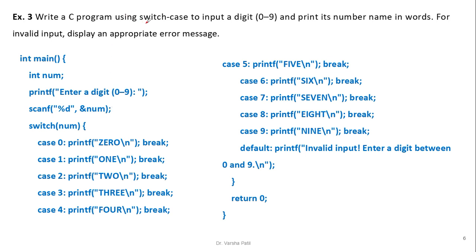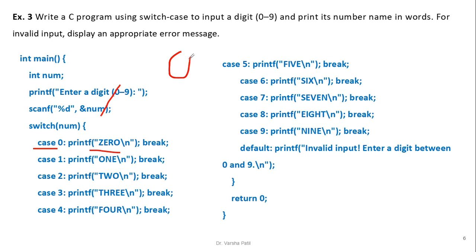Write a program using switch case to input a digit and print its number name. For invalid input, display an appropriate error message. Now this program is very simple. Enter a digit between 0 to 9. So here case 0 will print 0, break. Case 1, break. Case 2, break.